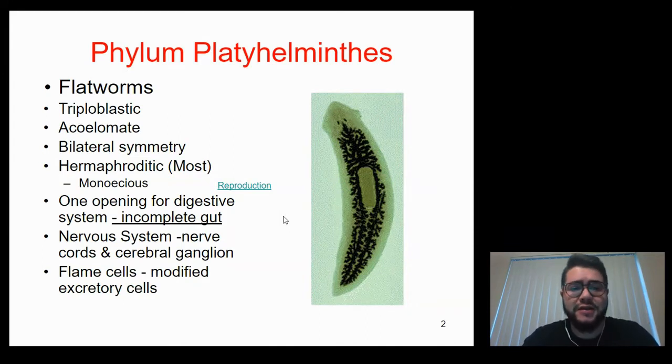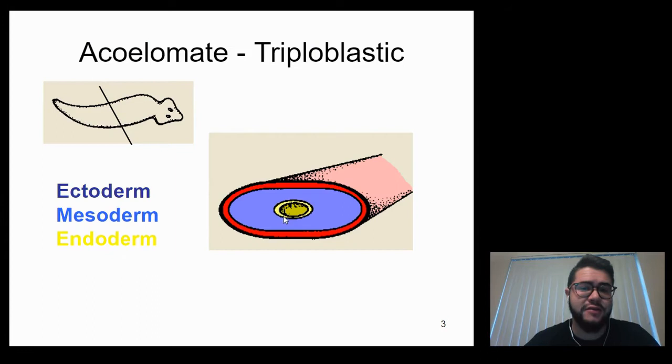They are triploblastic, acoelomates with bilateral symmetry. Most are hermaphroditic. Most have incomplete guts, where there's one opening for the digestive system. Most do have semi-complex nervous systems with cerebral ganglia around the head region and then a nerve cord that spans the whole body. And then there are flame cells, which act as modified excretory cells similar to kidneys.